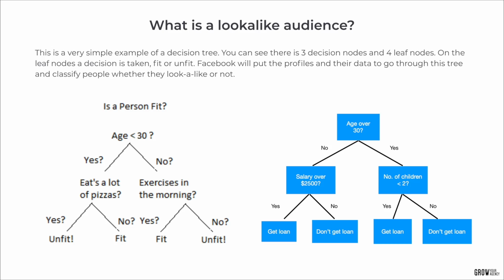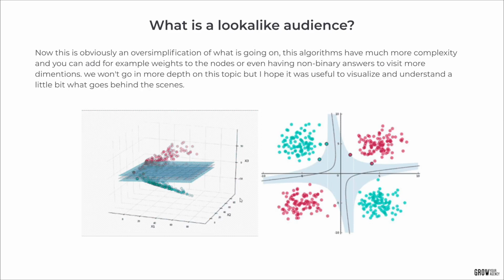Now Facebook will put the profiles in their data to go through this tree and classify people whether they look alike or they don't. Now this is obviously an oversimplification of what is going on. These algorithms have much more complexity, and you can add, for example, weights to the nodes or even have non-binary answers to visit more dimensions. Now I won't go in more depth on this topic, but I hope this was useful to visualize and understand a little bit of what is going on behind the scenes.